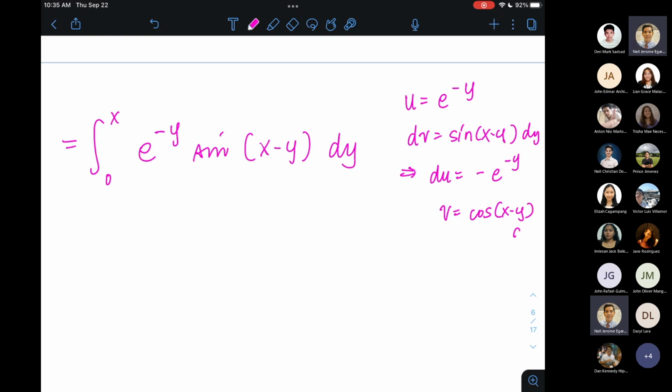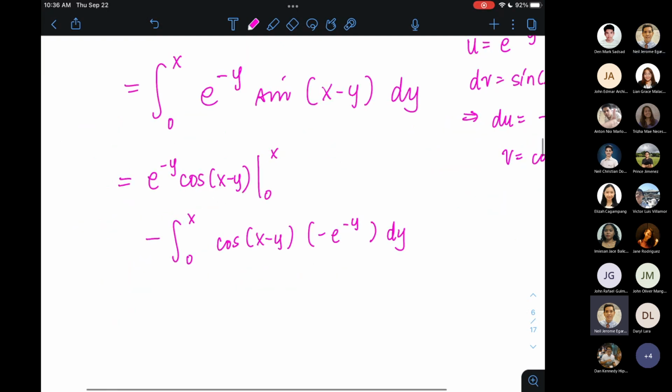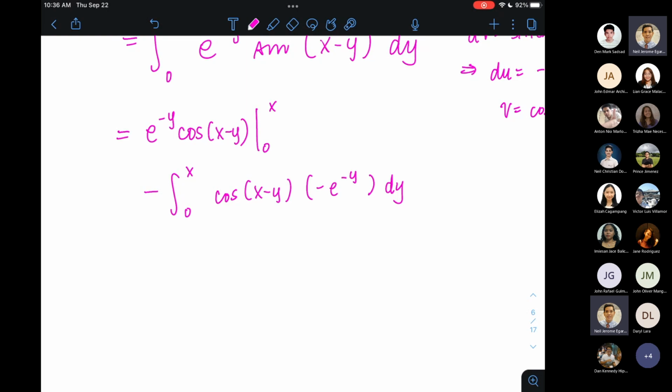Right? So integration by parts tells us that this will be equal to uv. So that's e to the negative y times v, which is cosine of x minus y, evaluated from 0 to x, minus the integral from 0 to x ng v du, uv minus v du. So it's going to be cosine ng x minus y v du times negative e to the negative y dy. All right? So yeah, I can write it as, yung negative sign dito, pwede ko na siyang ilabas to make it a plus.